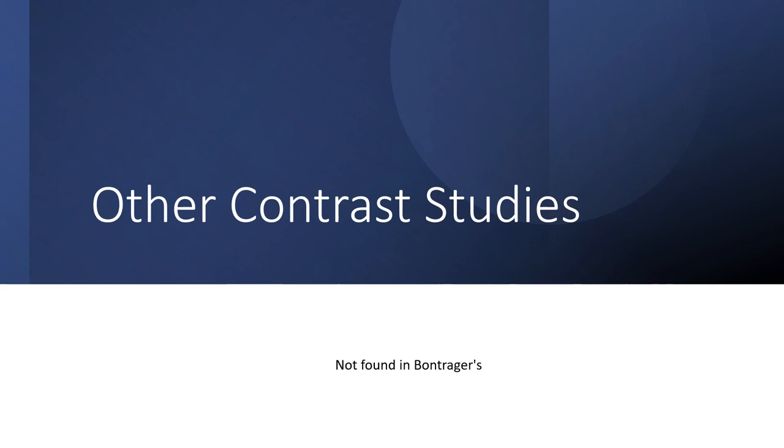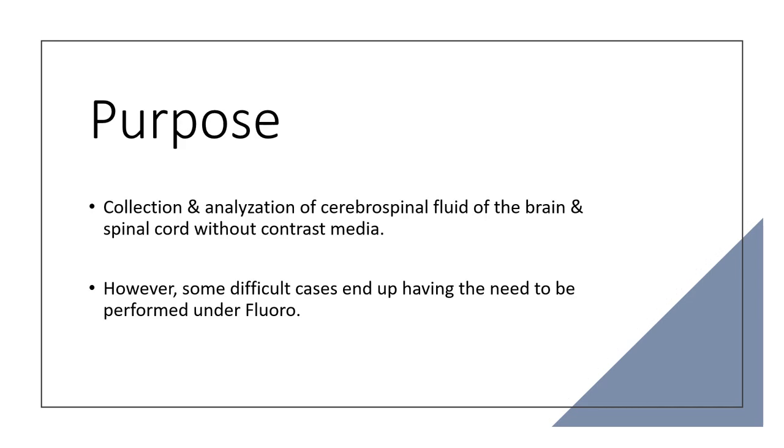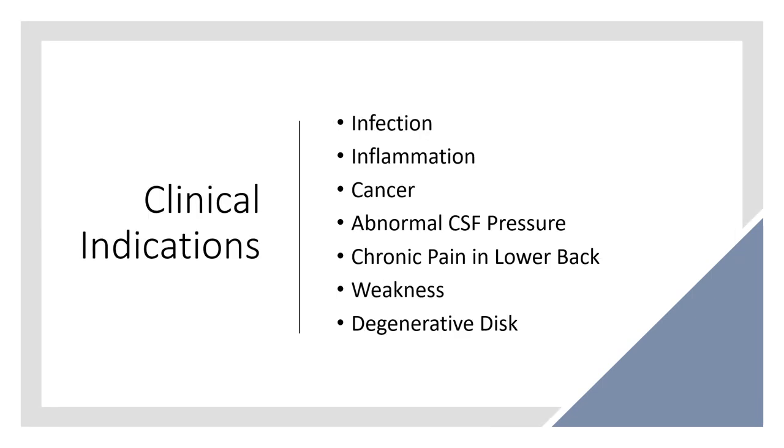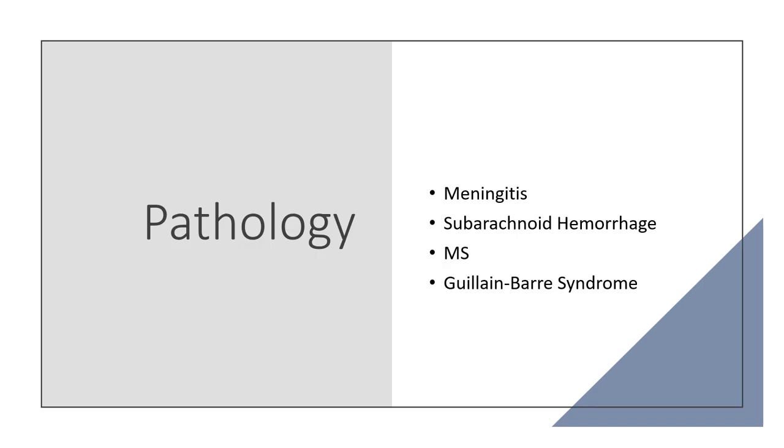Other contrast studies not found in Bontrager's: lumbar puncture. The purpose of a lumbar puncture is to collect and analyze cerebral spinal fluid of the brain and spinal cord without contrast media. However, some difficult cases may end up needing to be performed under fluoro. Contraindications: allergies to the anesthetics, blood and cerebral spinal fluid, taking blood thinners, increased intracranial pressure, and a recent lumbar puncture. Clinical indications: infection, inflammation, cancer, abnormal cerebral spinal fluid pressure, chronic pain in the lower back, weakness, and degenerative discs. Pathology: meningitis, subarachnoid hemorrhage, multiple sclerosis, and Guillain-Barré syndrome.